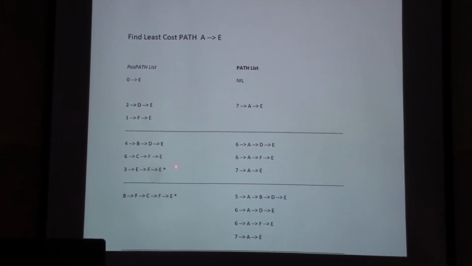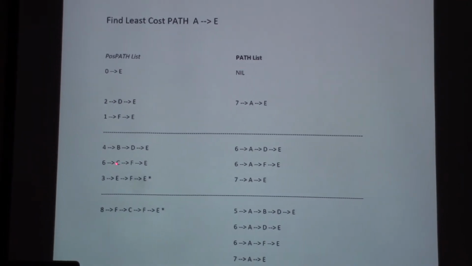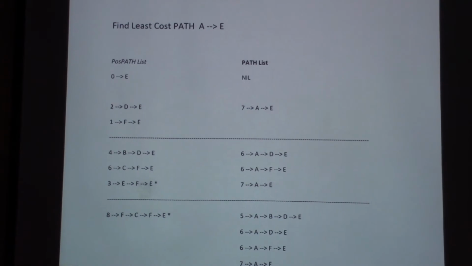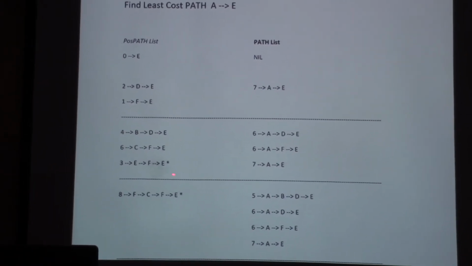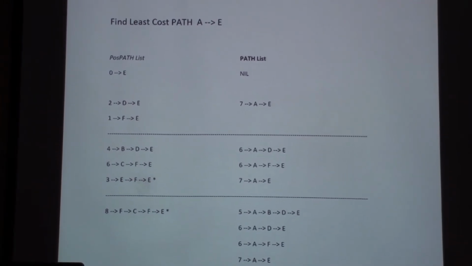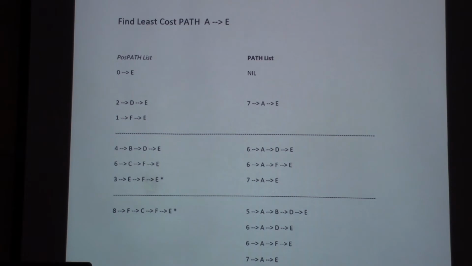Now FE, notice that I have FE, so I can go CFE with a cost of 5, or I can go AFE, that's a path with a cost of 6. I can also go to F from E, which would be EFE. But because EFE has a cycle, that potential path is removed. It's no longer a potential path, that path is a cycle. Once I have a cycle, I'm done. I remove the potential paths.